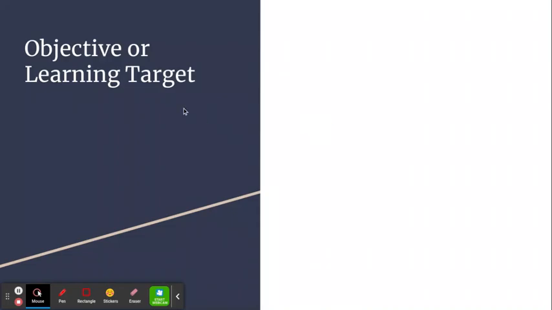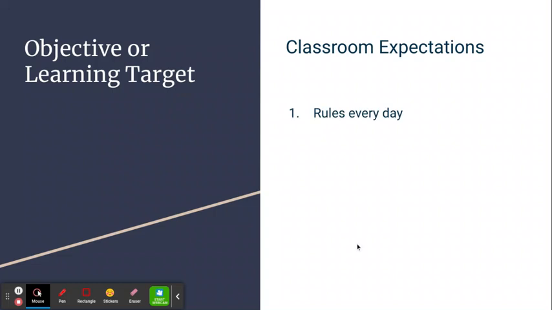Next is a learning objective or the target. So most schools require this. I put it on my slide, and that way it's covered for the day. And then our classroom expectations. So about 3 years ago, I started going over classroom expectations every single day. So here I would just list our rules, and every single day I would go over them.